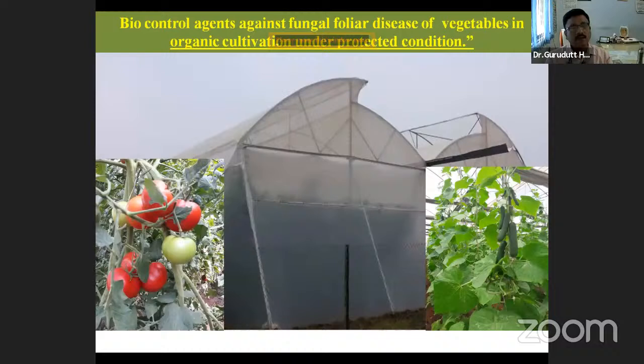And just to quickly run through, we have some experience of using these biopesticides in vegetables. In Arunachal, I know cucumber, tomato, and brinjal are also there. And especially under organic protected cultivation, the biopesticides have a very major role. And we know the benefits: better quality, higher productivity, off-season cultivation.